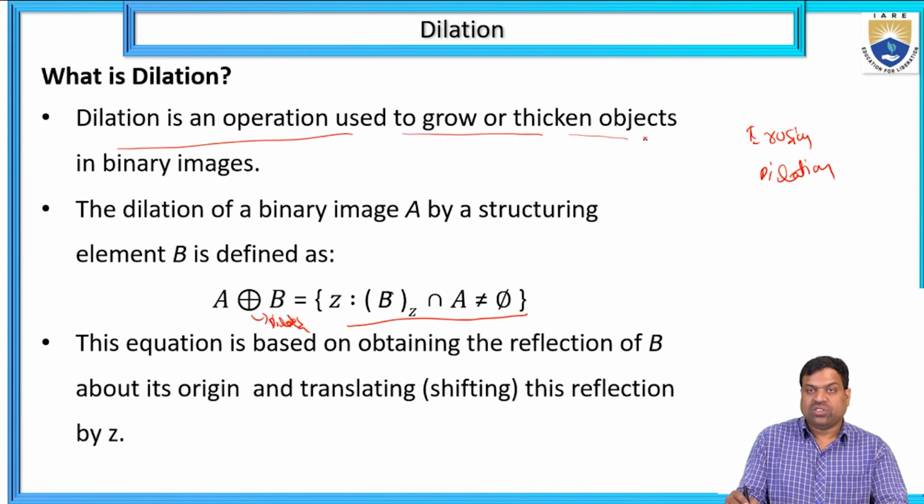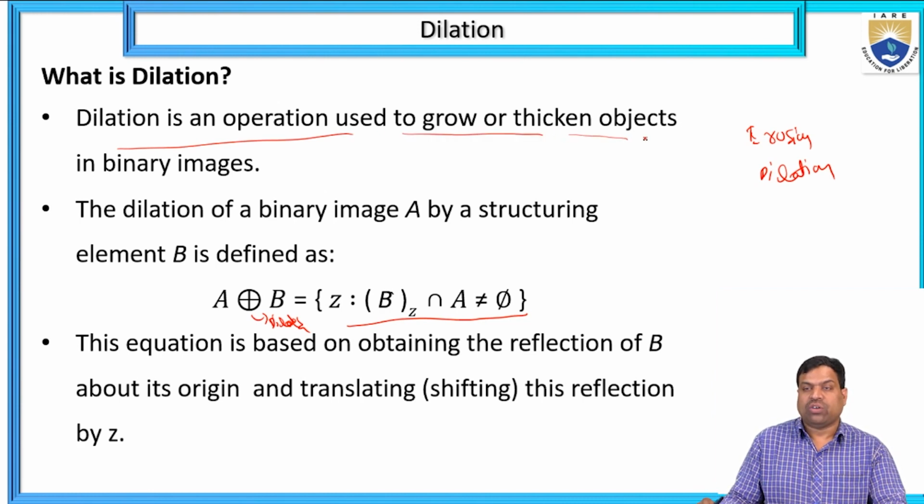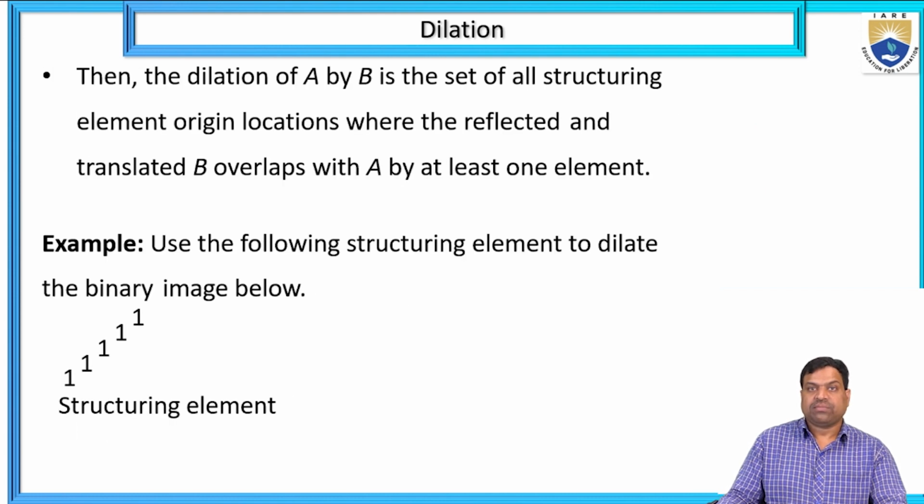Dilation is an operation used to grow or thicken objects in binary images. The dilation of a binary image A by a structuring element B is defined as A dilated by B. This equation is based on obtaining the reflection of B about its origin and shifting this reflection by Z. Here the dilation of A by B is the set of all structuring element origin locations where the reflected and translated B overlaps with A in at least one element.